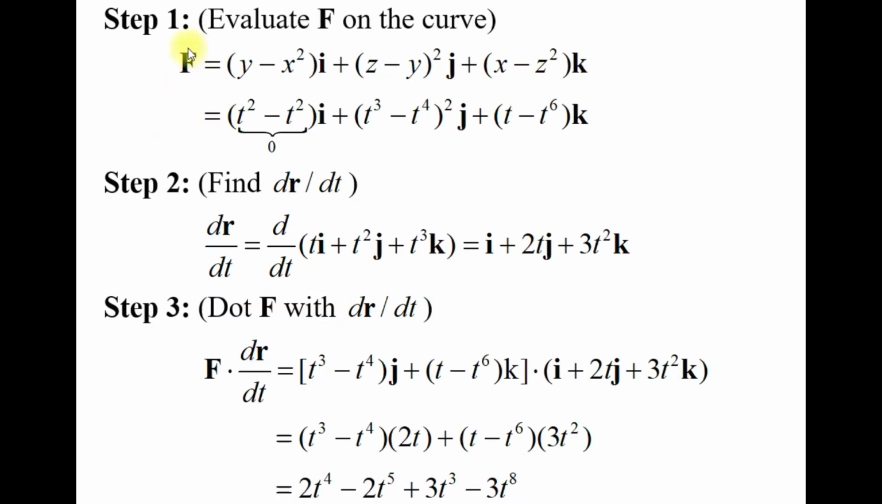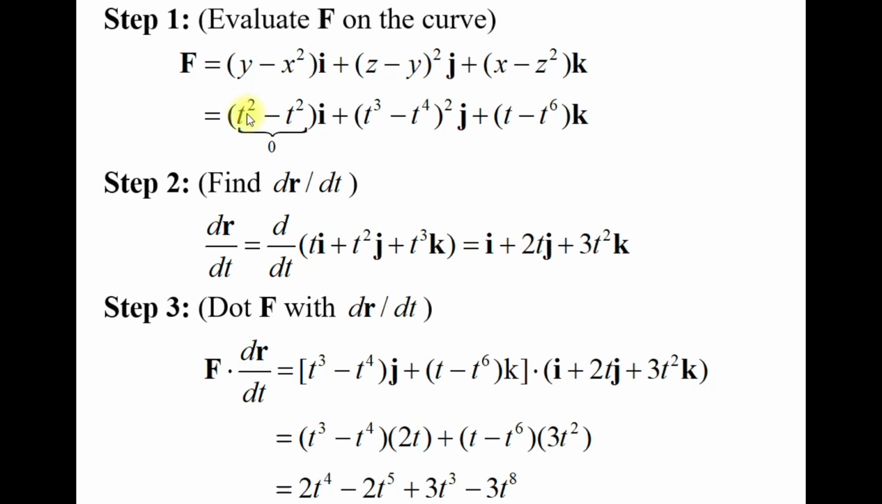We first write the given vector field F, which is expressed in terms of x, y and z, in terms of the parameter t. We note that x is equal to t, y is equal to t squared and z is equal to t cubed, because the force is acting on the curve with the vector valued function r of t equals t i plus t squared j plus t cubed k. So the x coordinate is t, y coordinate is t squared and z coordinate is t cubed, and we substitute those values here.